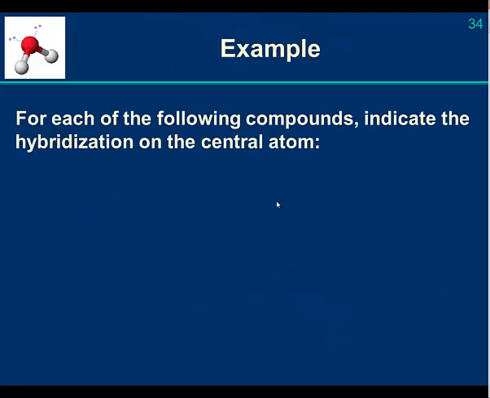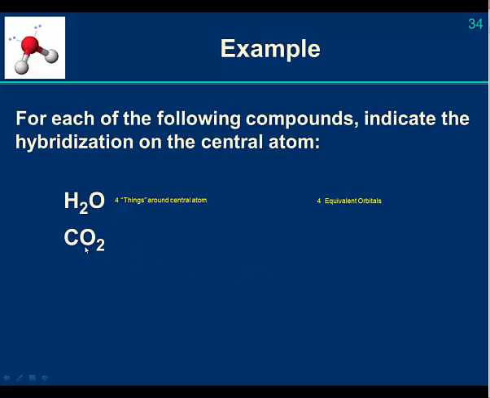For each of the following compounds indicate the hybridization on the central atom. And we are only talking about the central atom. We're looking for the electron pair geometry. If I draw the Lewis structure for water, I come up with an electron domain or electron pair geometry that is tetrahedral. That means I need 4 things around the central atom or 4 equivalent orbitals. I bet you know the answer.